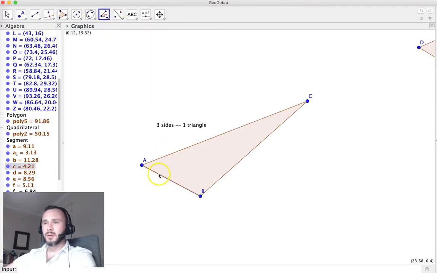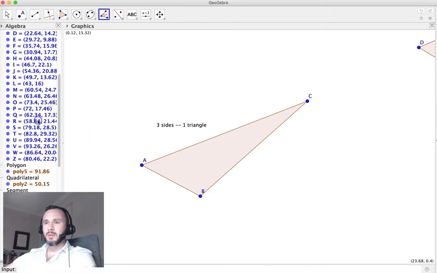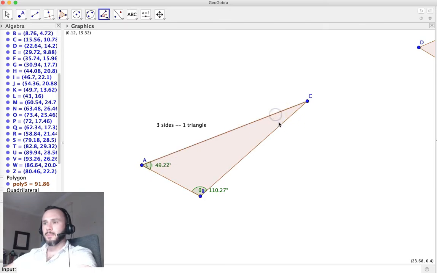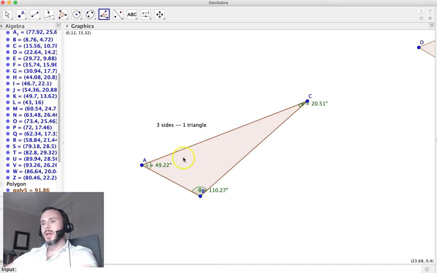I need to just get the polygon. Okay. All right. So if we took this angle of 110.27, this one 49.22, this one 20.51, we added all those up, we would get 180 degrees, right? That's what's in the triangle. So then let's move on here.